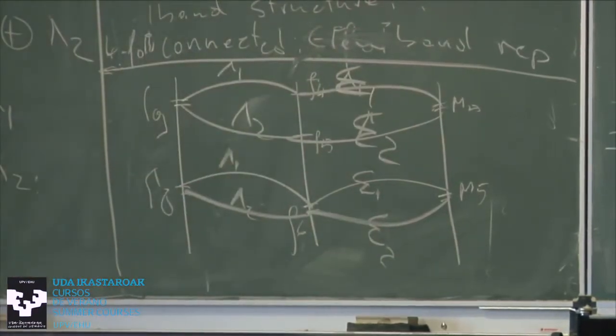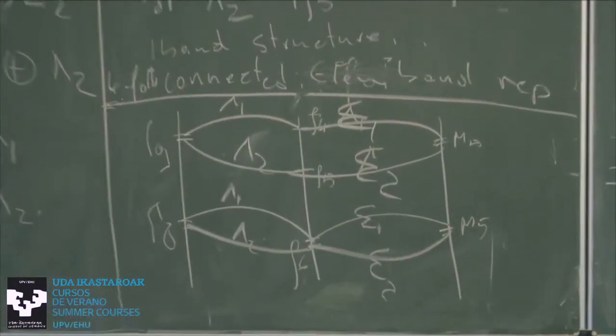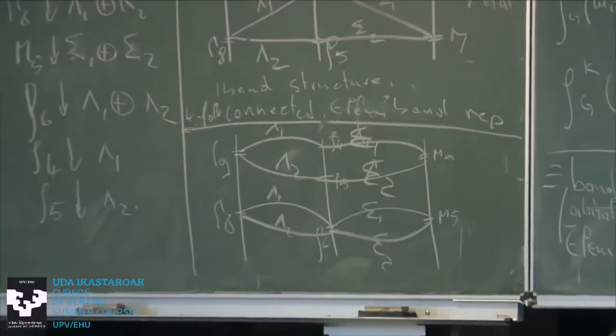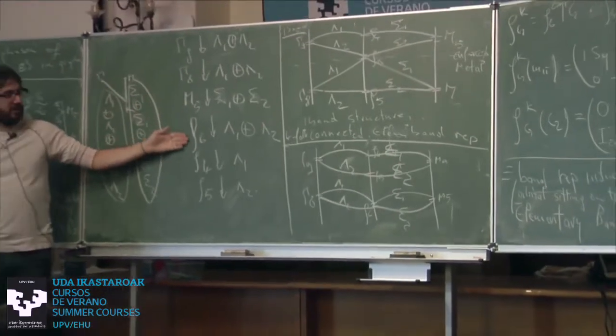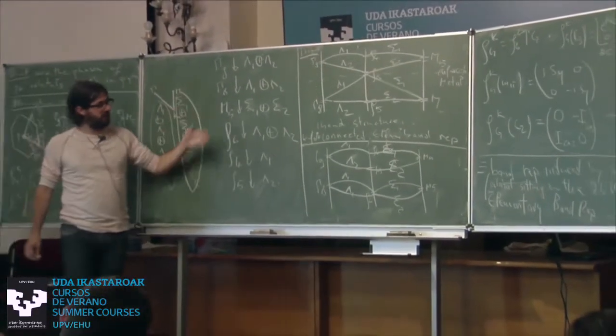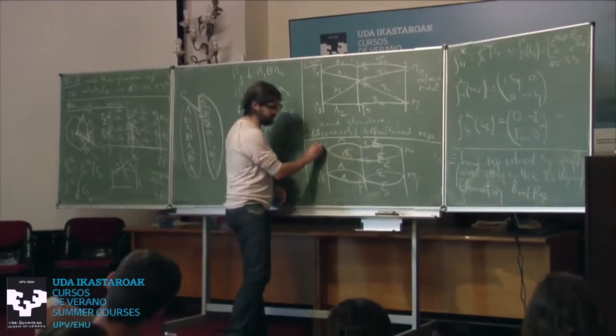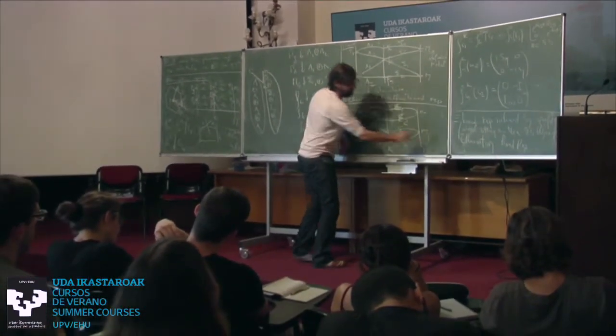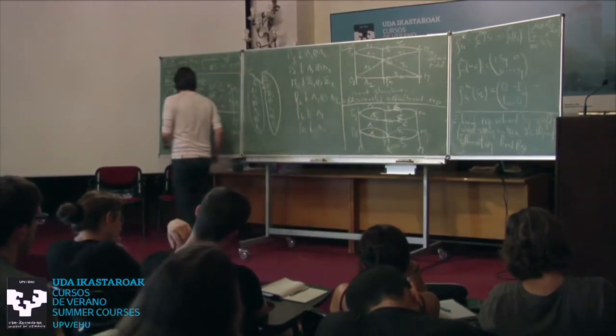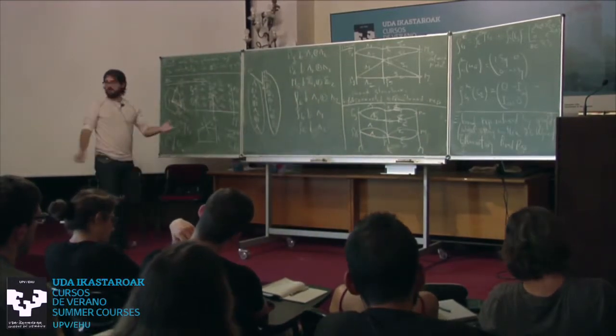Okay? This is a perfectly valid connectivity in the Brillouin zone. It satisfies the fact that these representations in the Brillouin zone behave in this way. They subduce into these representations on high symmetry points. So this is the gamma point, K point, M point. Okay? This is a perfectly well-defined connectivity.